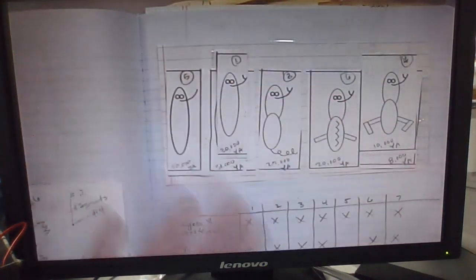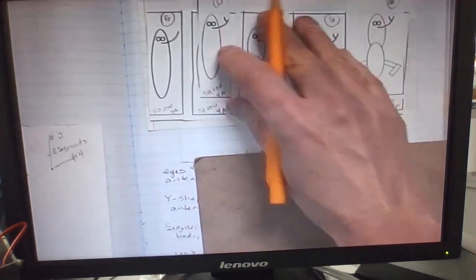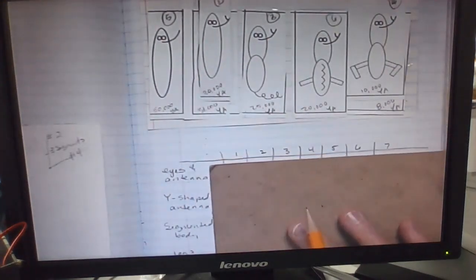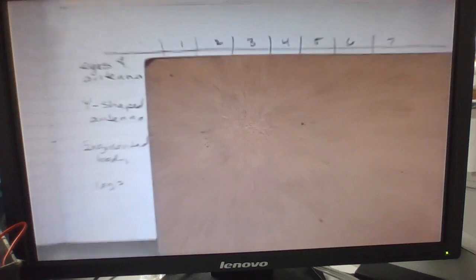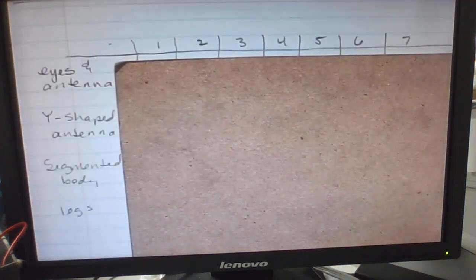So we may not cut those out today. Eventually we'll cut those out. So I've flipped to a new page, and we'll talk about this stuff probably tomorrow. But for right now on the bottom, I do want you to go ahead and copy down this data table.